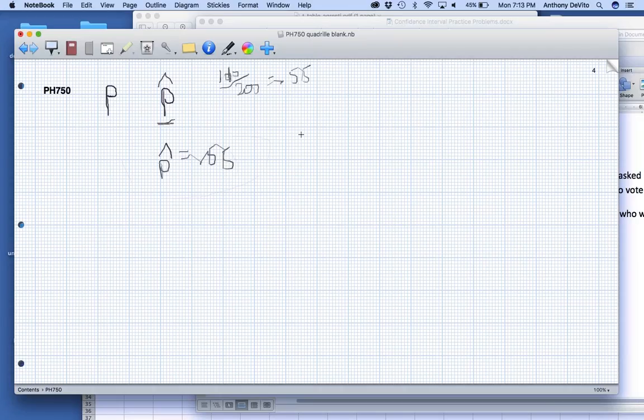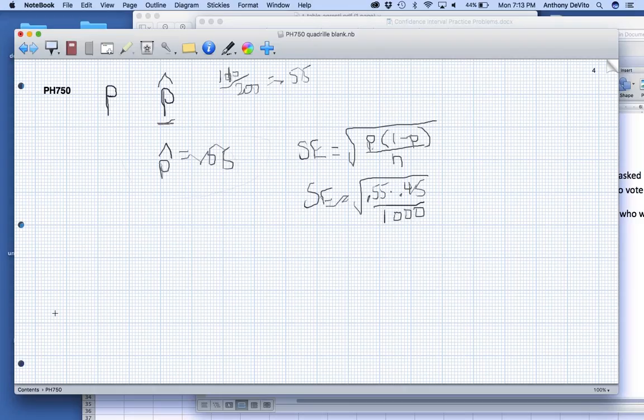So what we're going to do is calculate this. What's our variability? What's our standard error going to be equal to? Our standard error is going to be equal to the square root of P times 1 minus P over the sample size. So it's the square root of 0.55 times 0.45 over the sample size, 200.